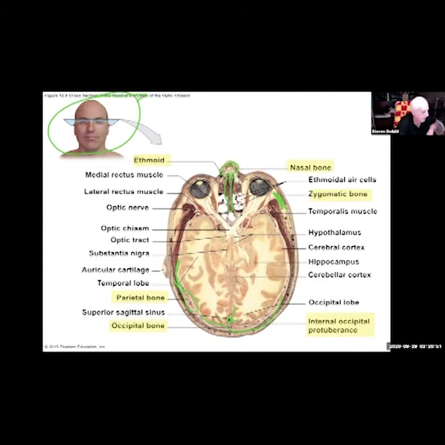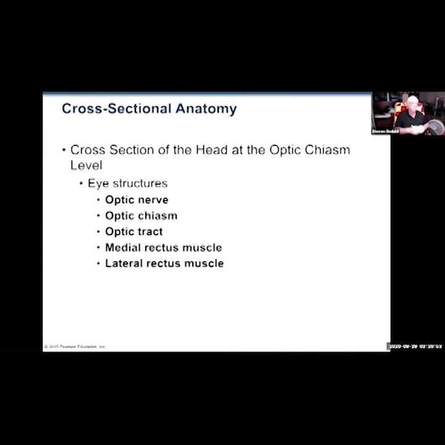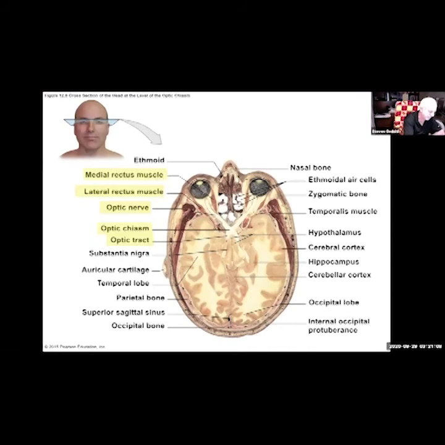Cover all that. Okay, if you go a little bit lower, you get the optic nerve, the optic chiasm, which just means across, the optic tract, the medial rectus muscle, and the lateral rectus muscle, muscles of the eyes. Okay. So here's the optic chiasm. That's where the nerves cross, your optic nerves.